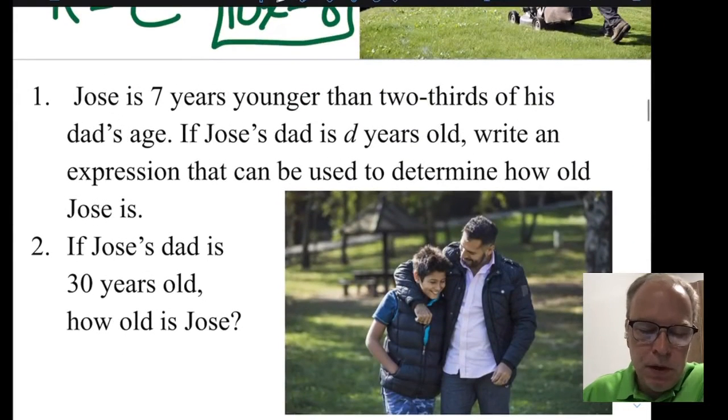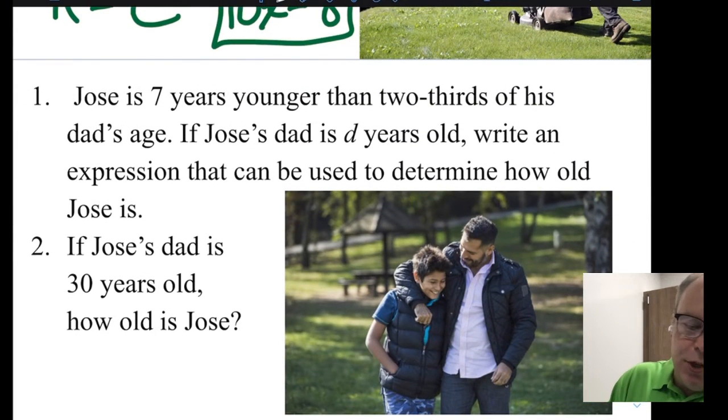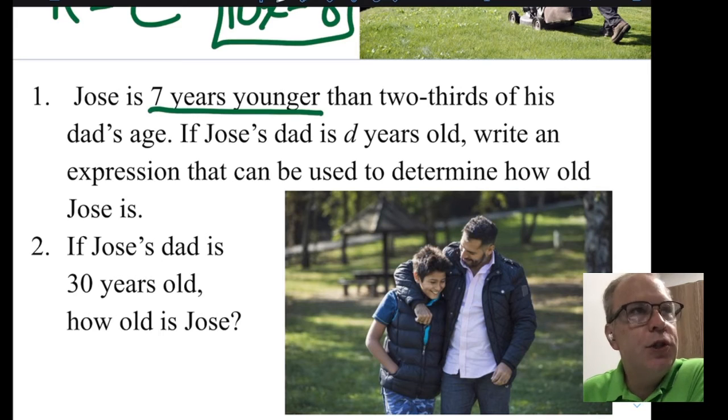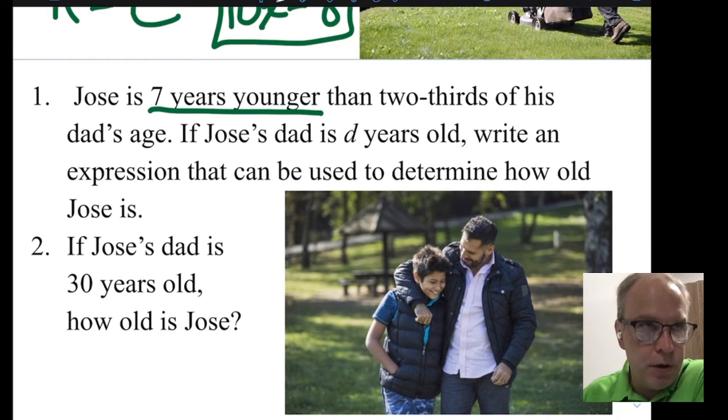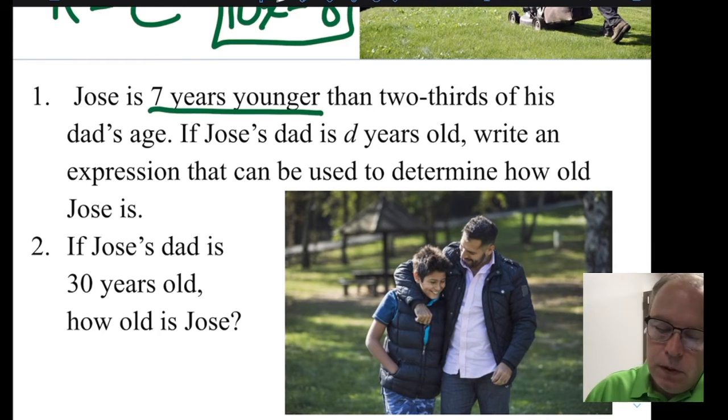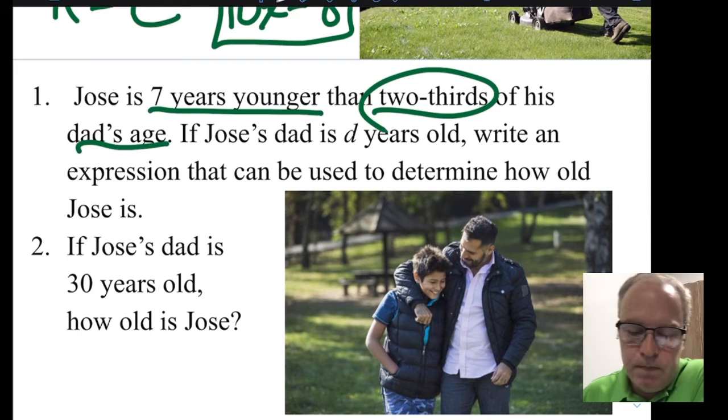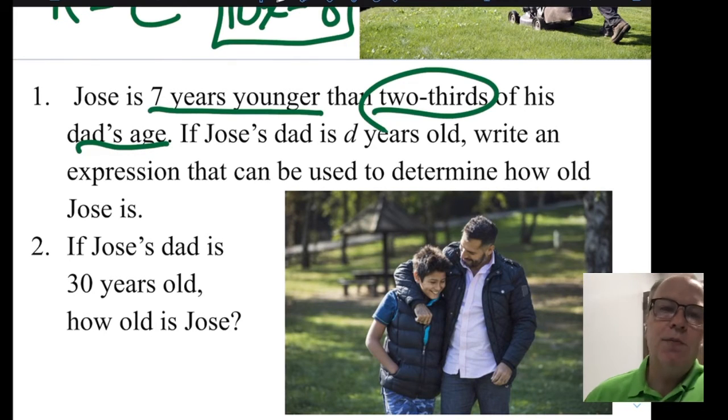Let's move on. Jose. Jose is 7 years younger than 2/3 of his dad's age. Okay, if Jose's dad is D years old, write an expression that can be used to determine how old Jose is. Now, I want to point out that Jose is younger, so we're going to have to subtract some stuff here. Jose is younger. So we're going to start with dad's age. We'll use D.